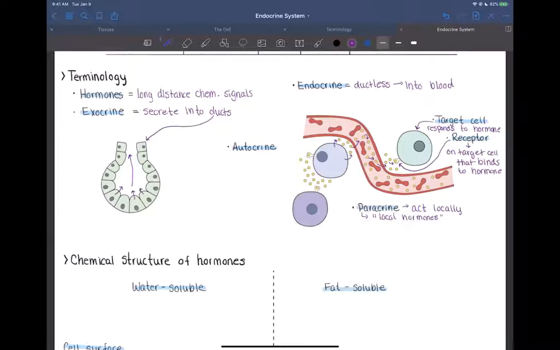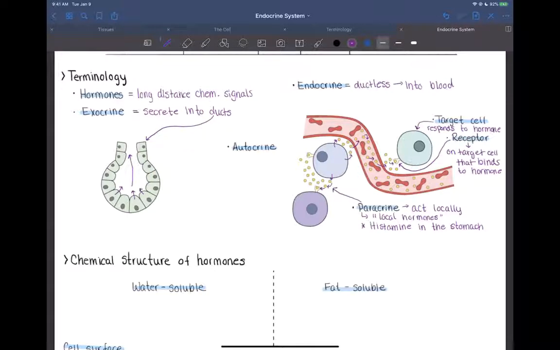An example of this would be histamine. In the stomach, histamine is released by one of your stomach cells, and it acts locally on other stomach cells to cause them to produce hydrogen ions. We'll learn all about that when we talk about the digestive system. With this picture, this would be an example of a paracrine secretion. The secreting cell secretes this chemical signal, and it's going to bind to the receptor on a cell that's nearby. So that's paracrine.